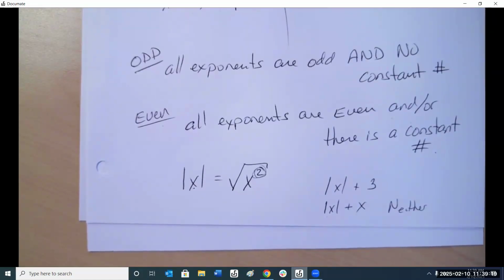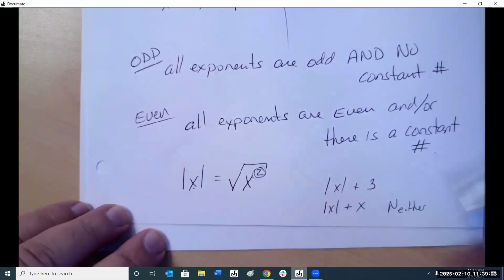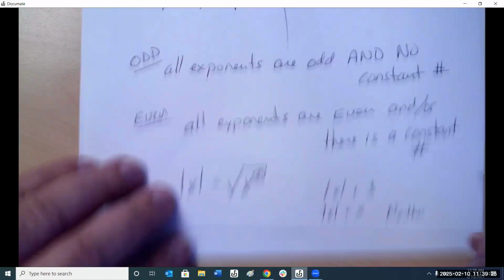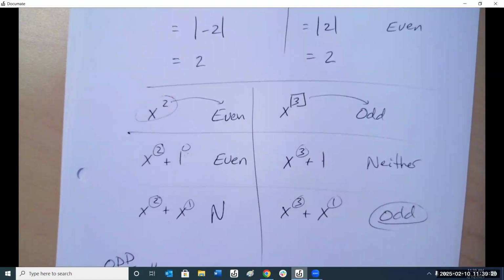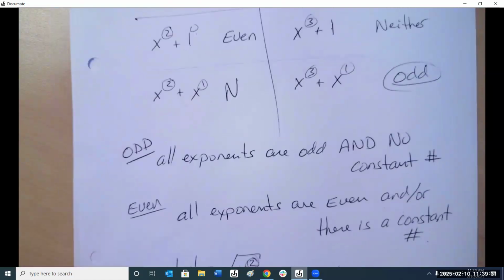Wait, you said the constant is the same as even? The constant and evens go together. Okay. If a constant and an even function, they go together. Because it doesn't change anything. All it does is just a vertical shift of it.